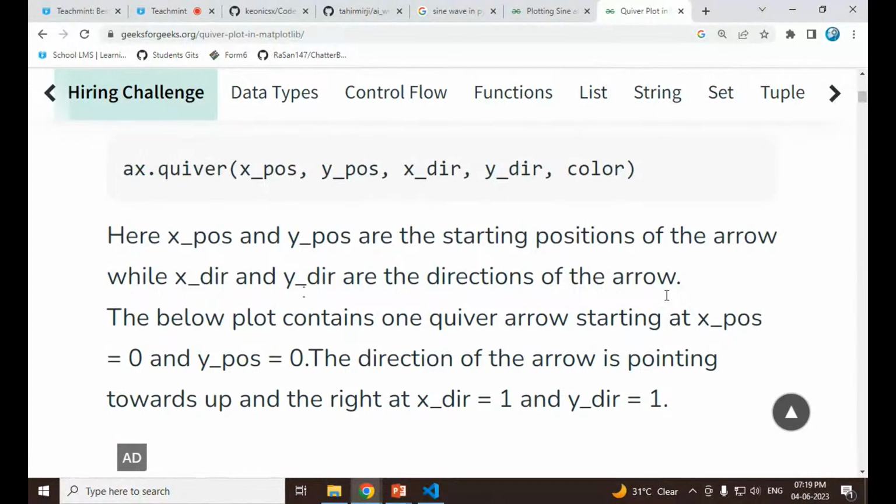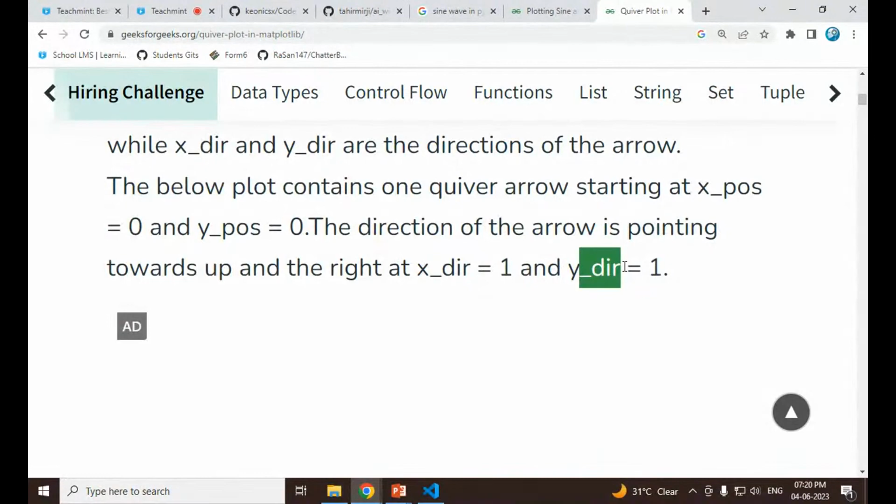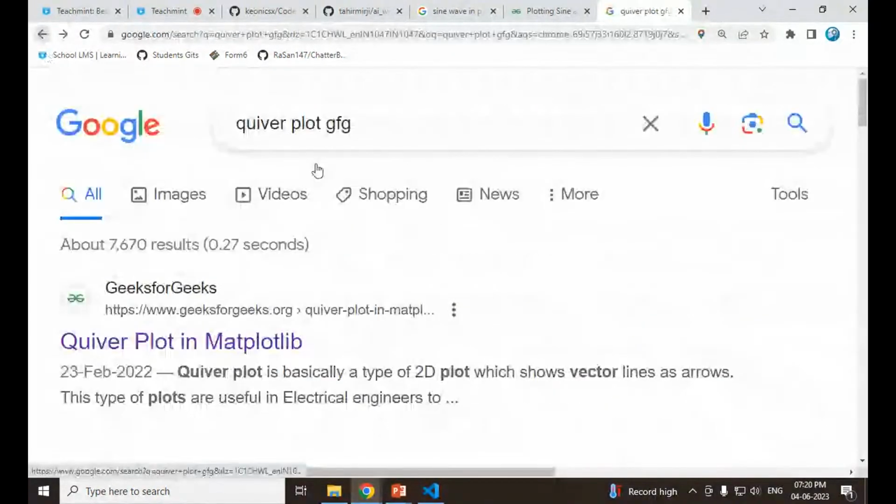Okay. X position and Y position are the starting points, as we have taken vector and origin. Starting positions of the arrows, while X direction and Y direction are the directions of the arrow, or where it has to go. That is -3, 2. All right. And then we have X position, Y position equal to 0. That is the origin points. And the direction of the arrow is pointing towards the upper right, that is x direction equal to 1, y direction equal to 1, the positive 1, 1. We don't have the parameter. Let's fetch the parameters.